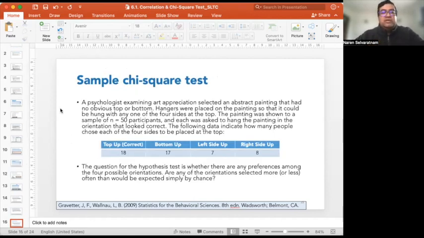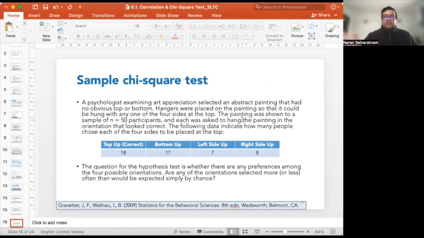So I'm going to take you through an example Gravetter and Wallnau put in their book. A psychologist examining art appreciation selected an abstract painting that had no obvious top or bottom. Hangers were placed on the painting so that it could be hung with any of the four sides at the top. So now there's a picture. There is no particular side for it. You can hang it up on the wall on any side that you think is correct.